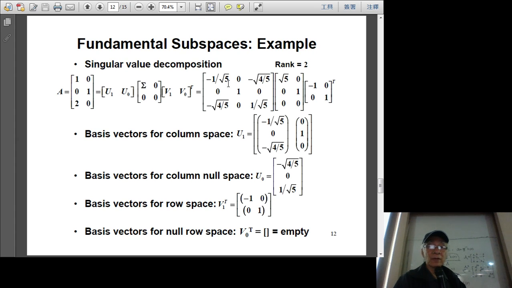Okay, so my basis vectors for the column space will be minus 1 over square root of 5, 0, minus square root of 4 over 5. Those are the first 2 columns of U, that's my U1, and 0, 1, 0. So I have 2 columns here. These 2 columns create the same column space as 1, 0, 2 and 0, 1, 0.